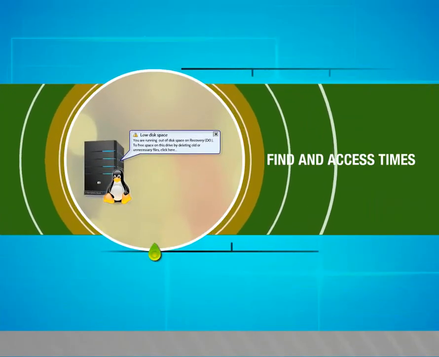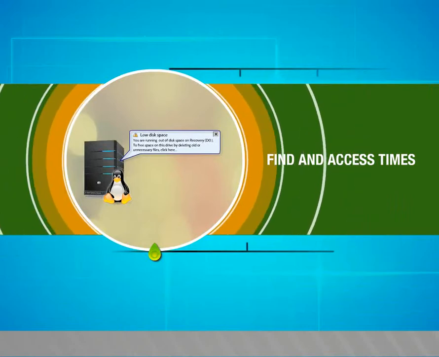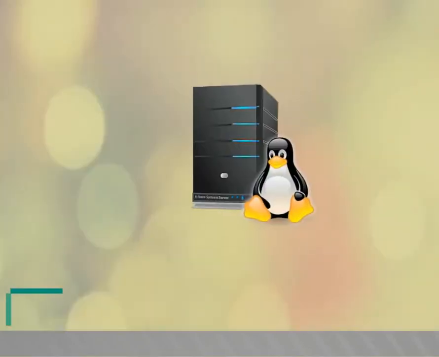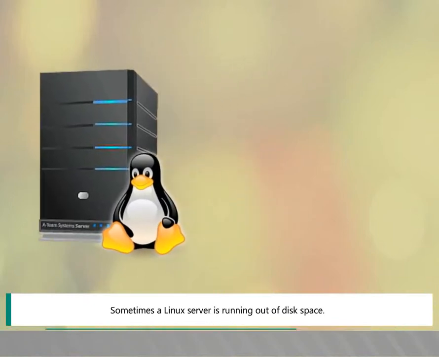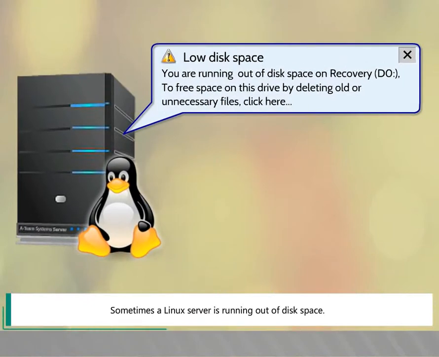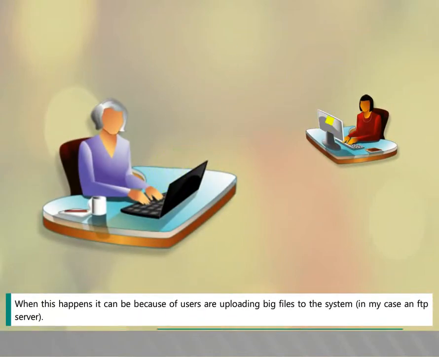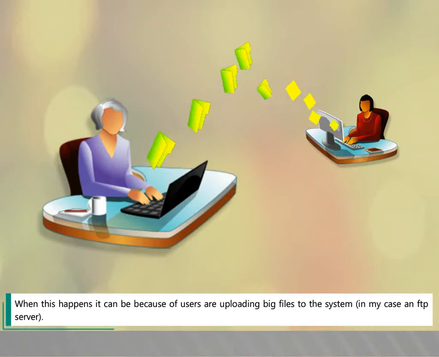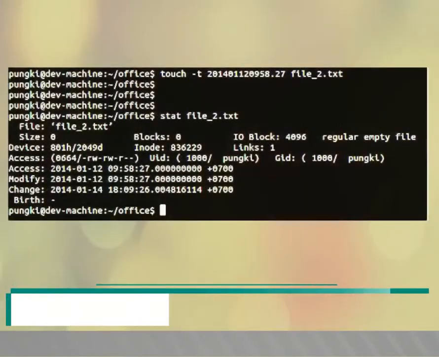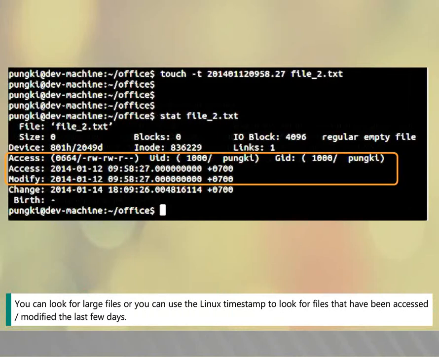Find and access times. In this video, we are going to see about find and access times. Sometimes a Linux server is running out of disk space. When this happens, it can be because users are uploading big files to the system, that is in my case an FTP server. You can look for large files, or you can use the Linux timestamp to look for files that have been accessed or modified the last few days.